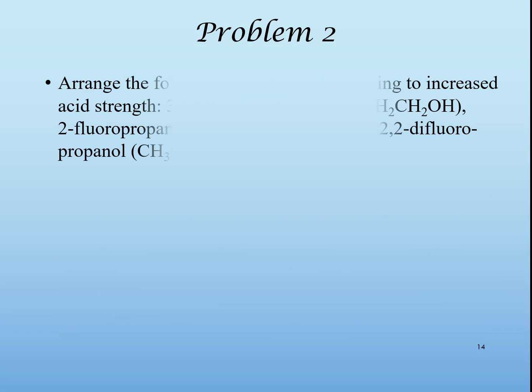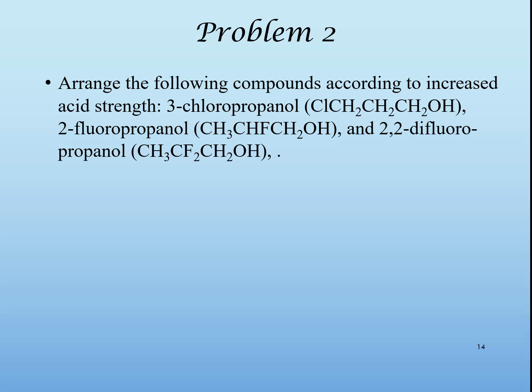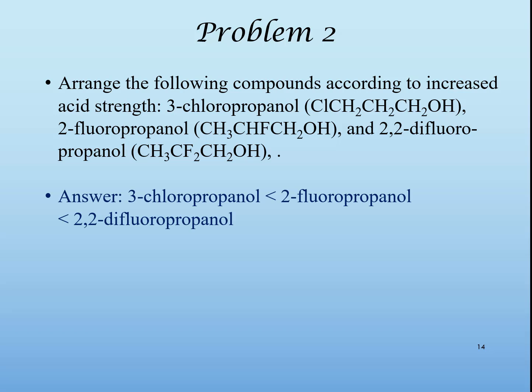In the second example, we're looking at 3-chloropropanol, 2-fluoropropanol, and 2,2-difluoropropanol. Again, which one is the weakest and which one is the strongest acid here? 3-chloropropanol is the weakest acid and 2,2-difluoropropanol is the strongest acid.